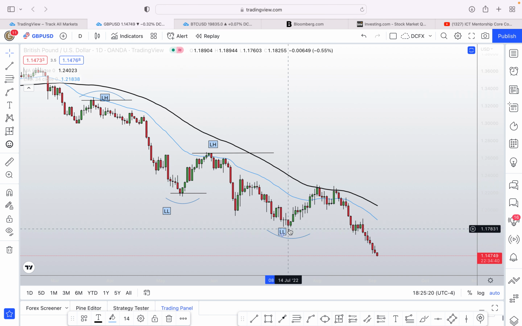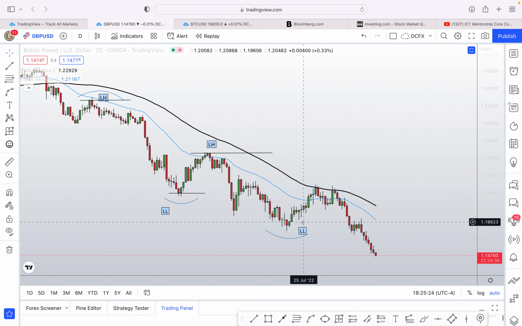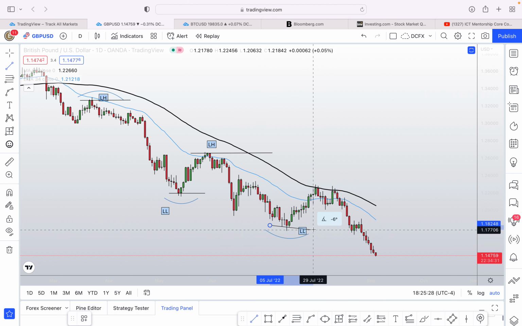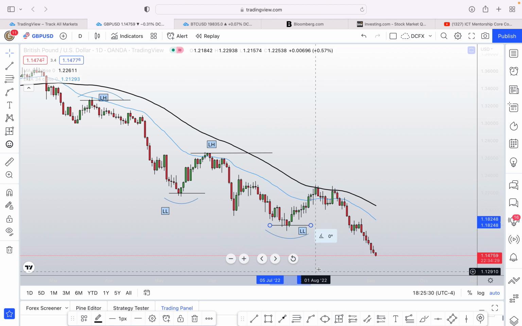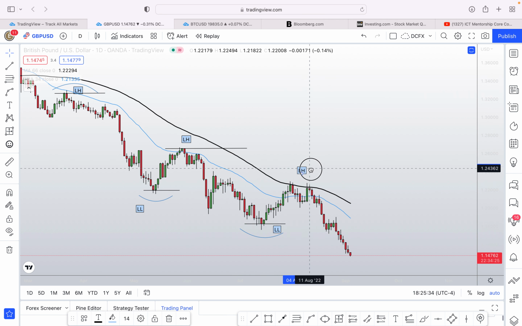Okay. And then over here we have, let me mark out this level of support. Then over here we have a level of resistance to make the next lower high.